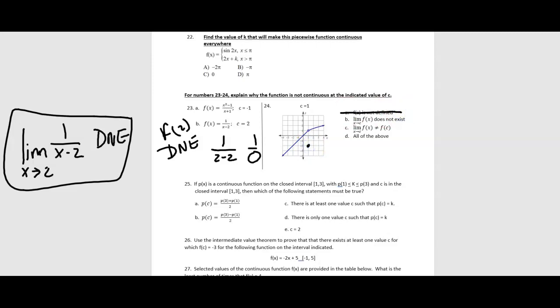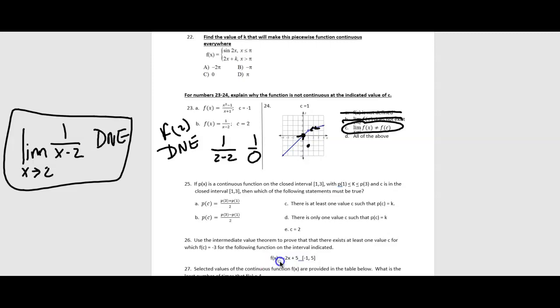Is it because the limit doesn't exist? No, because the limit does exist. The limit is 1. Is it because the limit and the value are not the same? And the answer is yes. The function's value is -2, but the limit is 1. Those are not equal. So that would be the reason there's a discontinuity for that particular point.